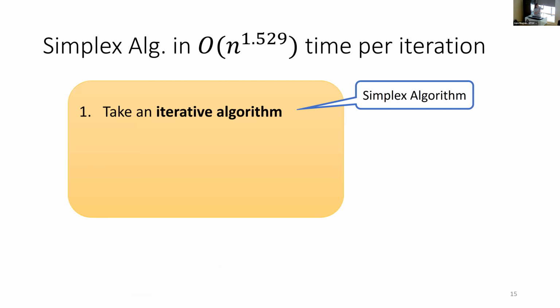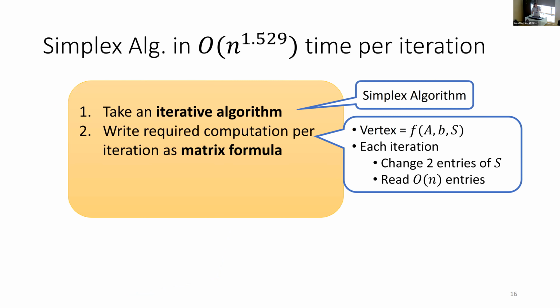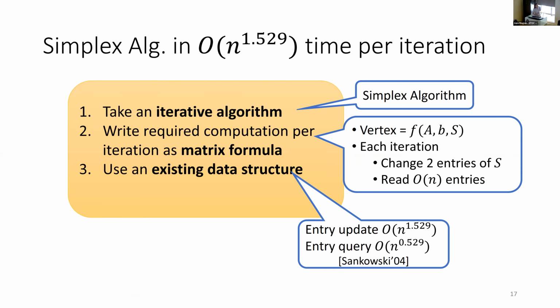So to summarize, what are we going to do? We have taken some iterative algorithm, in this case, the simplex algorithm. We rephrase the computations that have to be performed in every iteration as some kind of formula. We observe that we change 2 entries. And since we need to compute a vector, we need to read n entries of the value of this formula. And now we take one of these existing data structures, in this case, the one by Sankowski. And since we just have 2 entries that change per iteration, we just need to perform 2 updates.